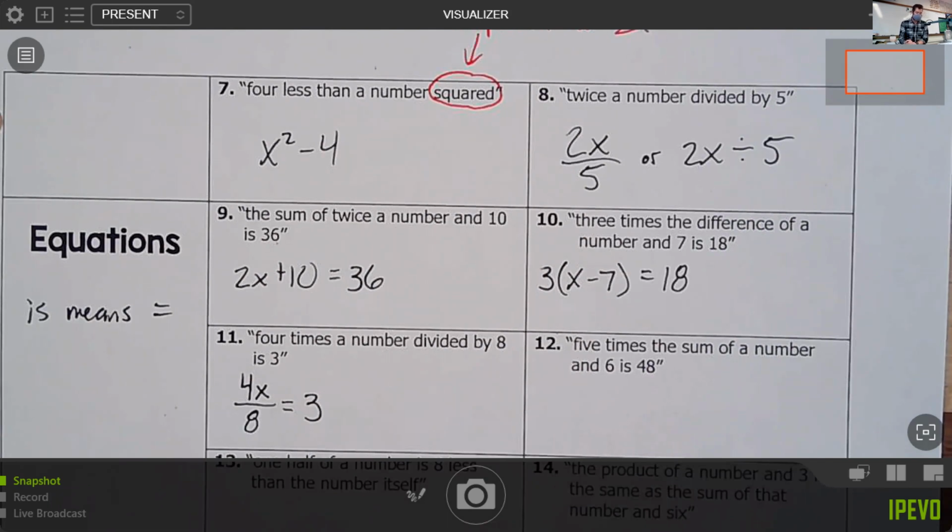All right, I want you to try 12 and 13 on your own. Be really careful with 12. Again, look very specifically at your word bank to make sure that what you've got is what it needs to be. I'll check back in about a minute.